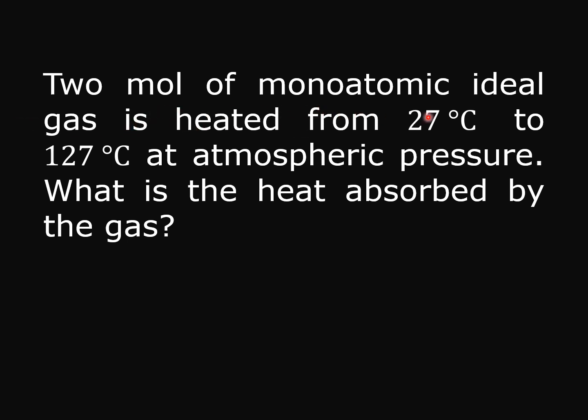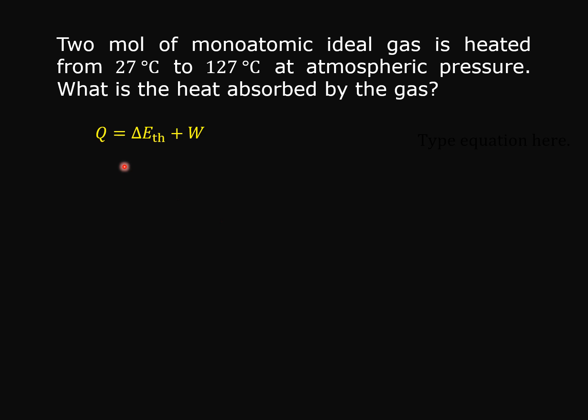2 moles of monoatomic ideal gas is heated from 27 degrees C to 127 degrees C at atmospheric pressure. What is the heat absorbed by the gas? We can solve this question by using the first law of thermodynamics, which is Q equals delta E_th plus W, where Q is the heat absorbed by the gas, delta E is the internal energy change, and W is the work done.